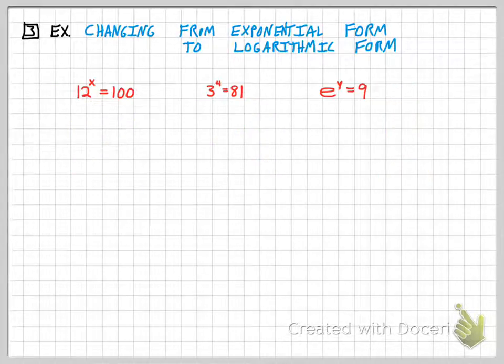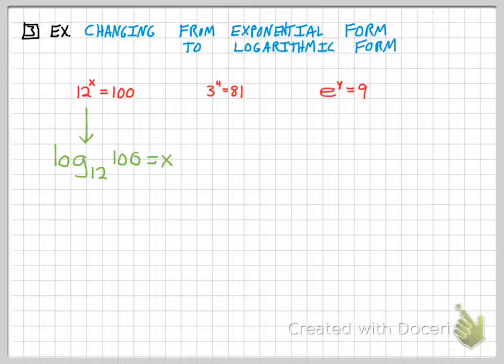We'd also like to be able to go the other direction. If I have an exponential expression, sometimes it's helpful to change it to logarithmic form. So I'm going to have a logarithm this time. My base is going to be the same, so if my exponent has a base of 12, my logarithm is going to have a base of 12. Then you just need to remember that the exponent in the exponential expression is the answer to the logarithm. So in this case, log base 12 of 100 equals x would be the equivalent expression.